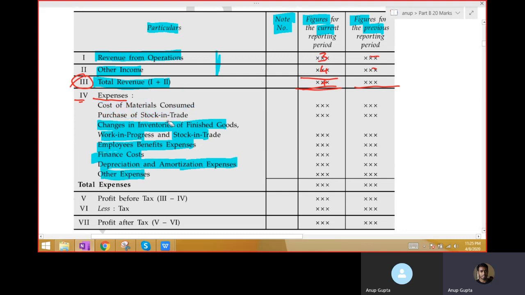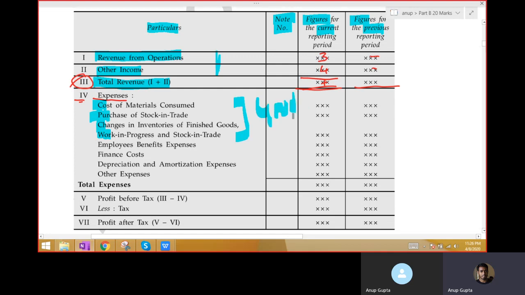Sir, could you please give us a way in which we can memorize all the expenses written here? Yes, there is a technique. If you see the first 1, 2, and 3, these are nothing but related to goods. Then comes your employee benefit expense, finance cost, and depreciation. So first 3 is related to goods, then employee benefit expense, finance cost and depreciation, and finally other expenses.